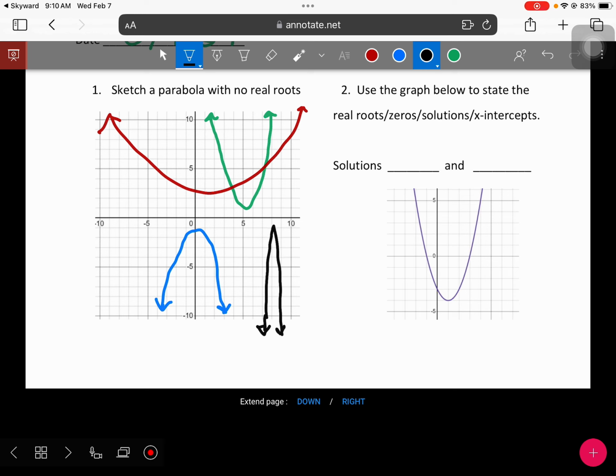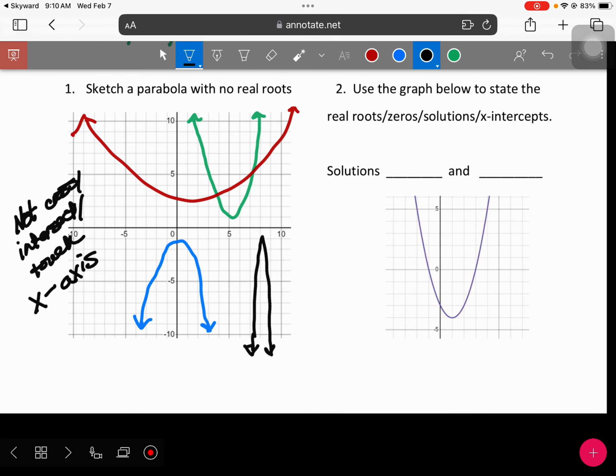All right. But it's not going to cross or intersect or even touch or bounce the x-axis. Okay? Did anybody happen to draw something like that before we even began? Okay, good.